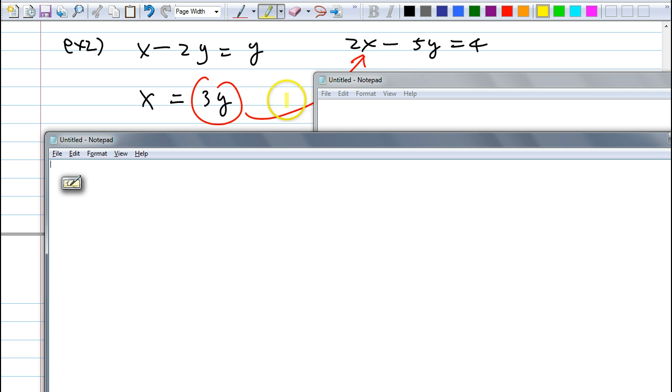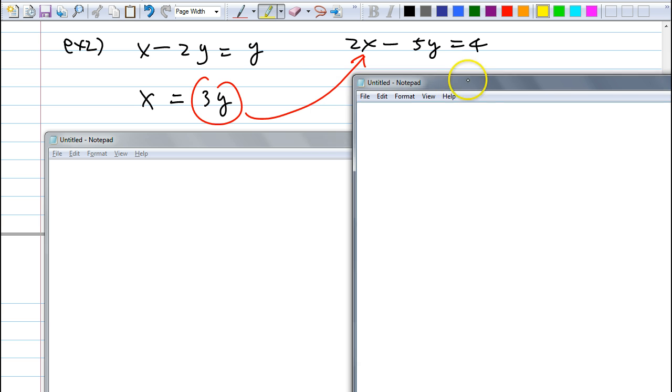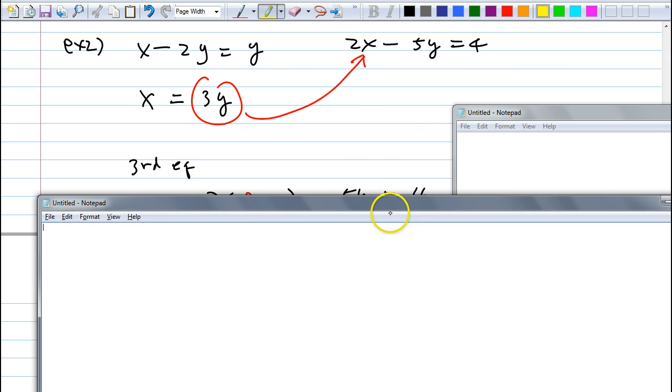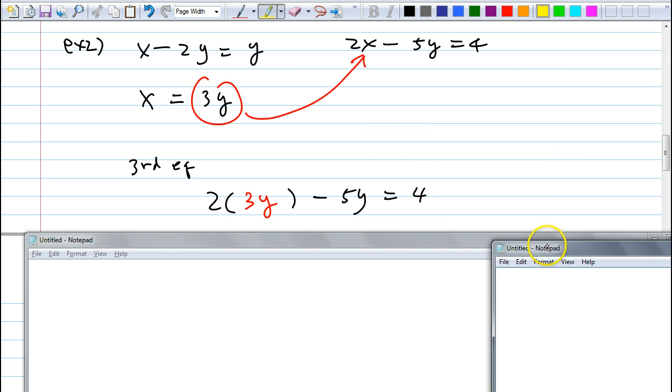So we're going to plug in place of x, because it says x equals 3y. What are you going to plug in place of x? 3y. So Royce, tell me what's right. 2 times 3y minus 5y. Exactly. And of course, you have to use parentheses. And look at my third equation.